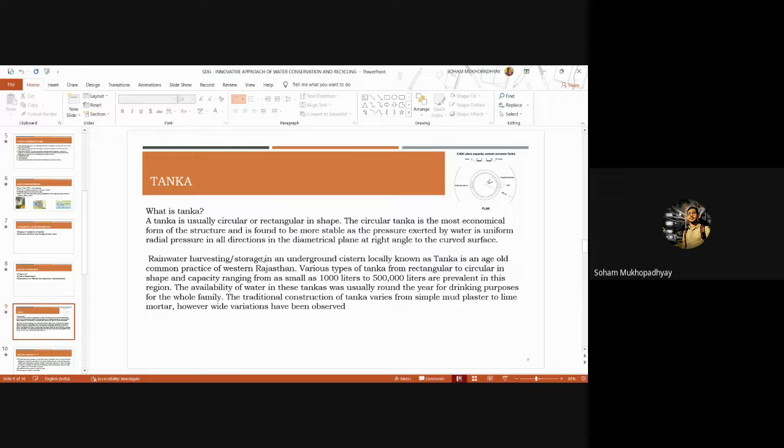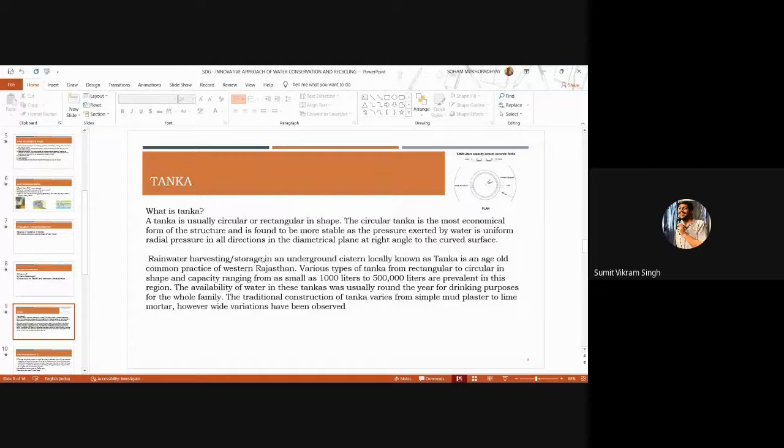So Tanka. Now we are moving on to this topic, which our team member Sumit will be explaining to you very well. So Sumit, are you there? Yes, yes. Okay.